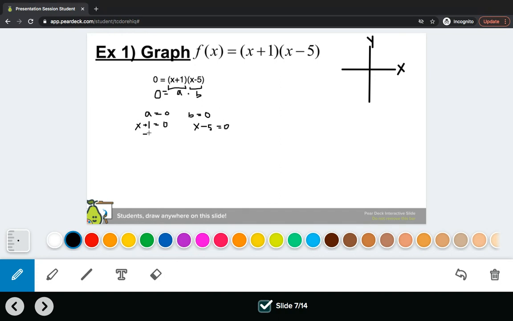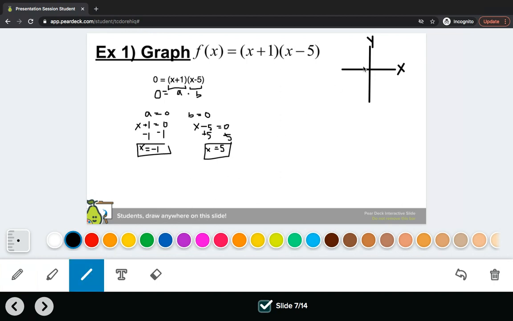I'm going to subtract 1 from both sides. x is equal to negative 1. I'm going to add 5 to both sides. x is equal to 5. So now I just know for certain two things about my graph. I know that I'm going to have a point on my parabola at the negative 1. So I'm going to say negative 1 is here. We're going to call that negative 1.